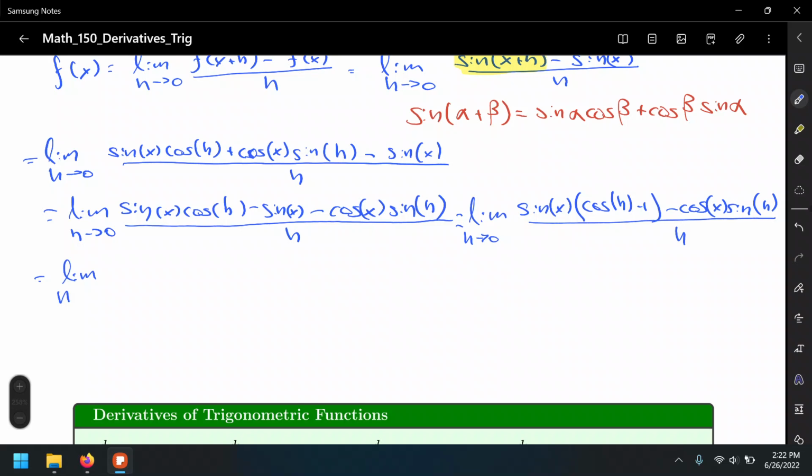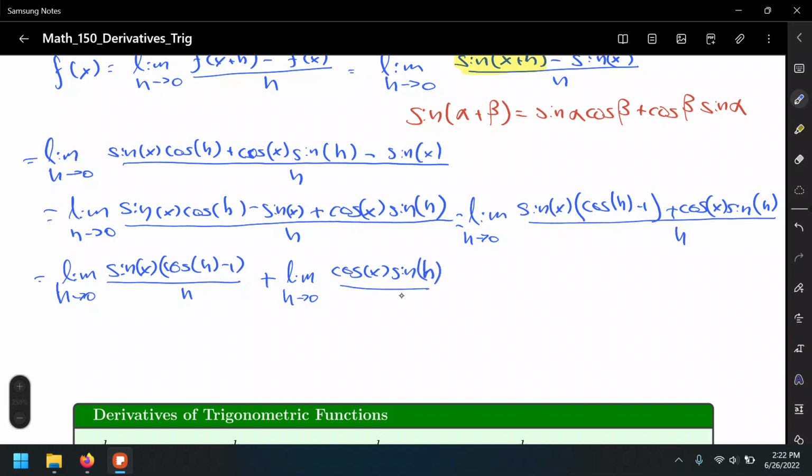So that means the limit as h approaches 0 of sine x times cosine of h minus 1 over h, plus, actually this was supposed to be a plus. Let me fix that right here. This is supposed to be a plus, and this is also supposed to be a plus. And plus the limit as h approaches 0 of cosine x times sine h over h.